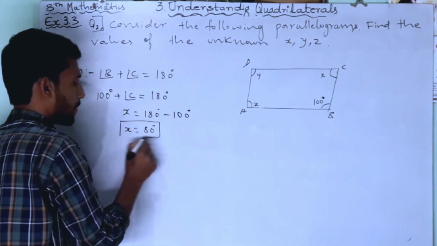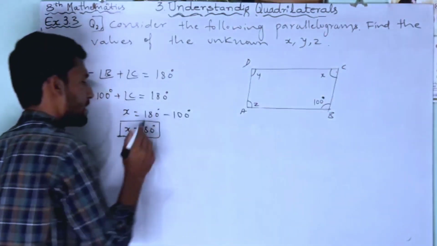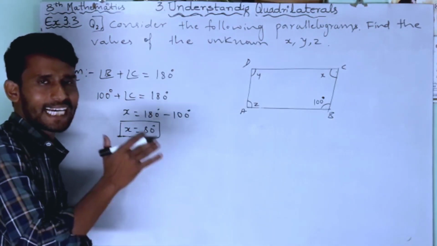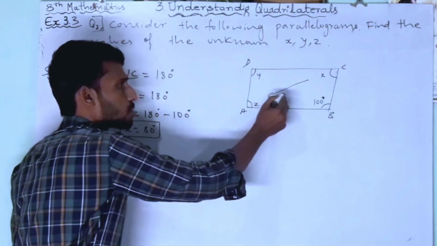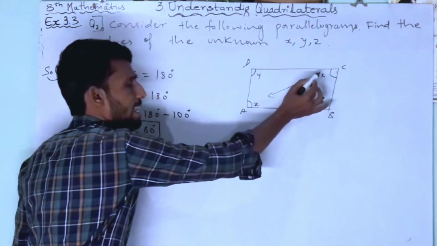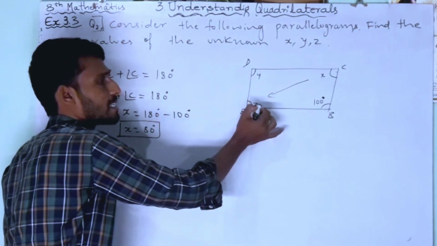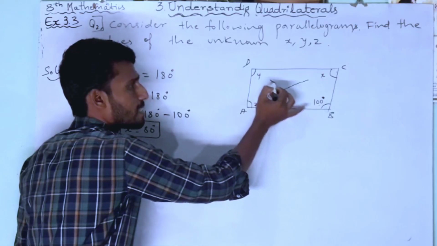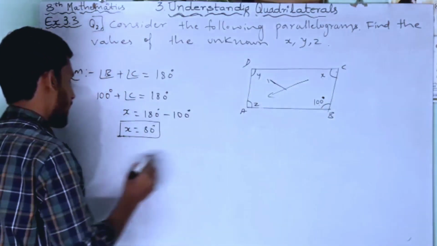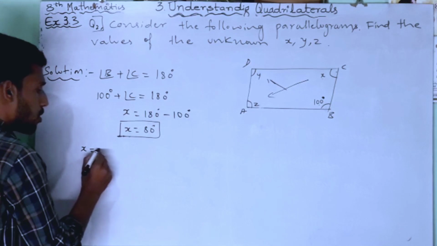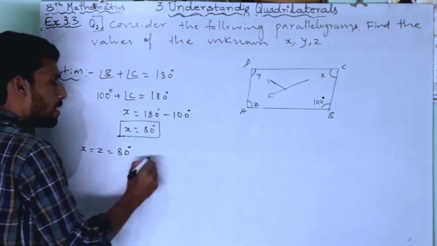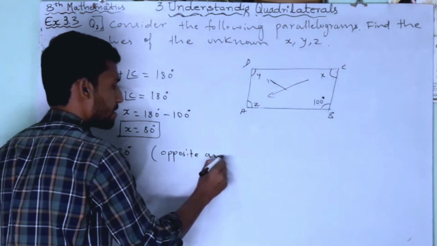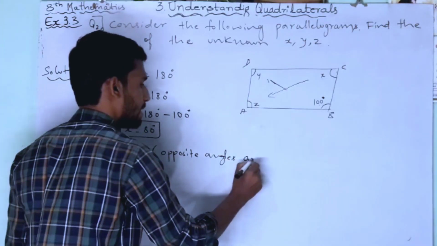This is the X, angle X is 80 degrees. Okay. Next, we have to find out what is the Y. We know the opposite angles in a parallelogram are also equal. Then X is 80, so the opposite angle is also 80. Here angle B is 100, so the opposite angle Y is also 100. Now we can write X is equal to Z is equal to 80 degrees, because the opposite angles are equal.